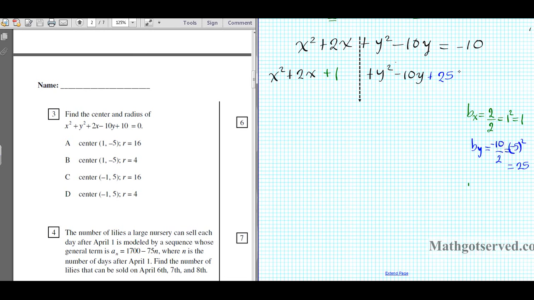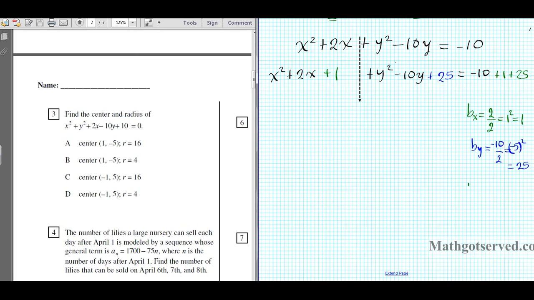equals negative 10. Now we're going to add these two numbers that we added on here to the right side. So we're going to have plus 1 plus 25. Okay? All right, let's go ahead and factor these.